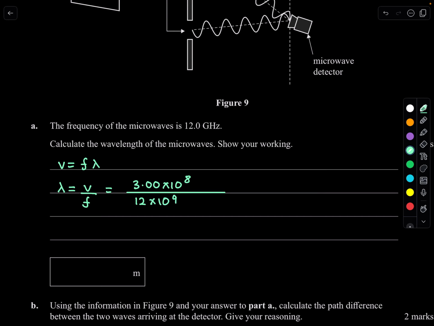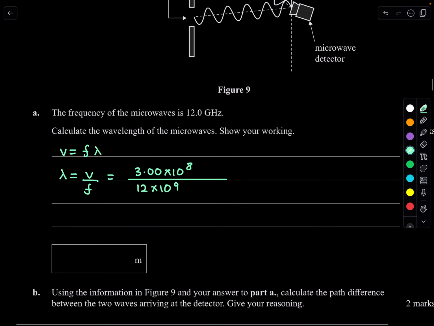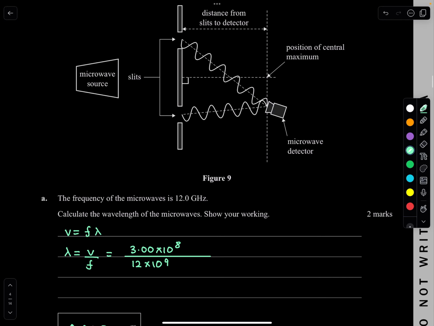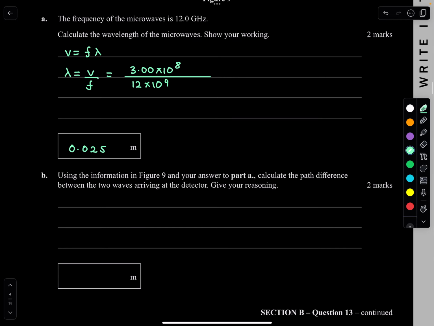And so that's going to give me the speed of light over 12 times 10 to the power of 9. That gives me 0.025 meters. So that's my wavelength. All right. B, using the information in figure 9 and your answer in part A, calculate the path difference between the 2 waves arriving at this detector.